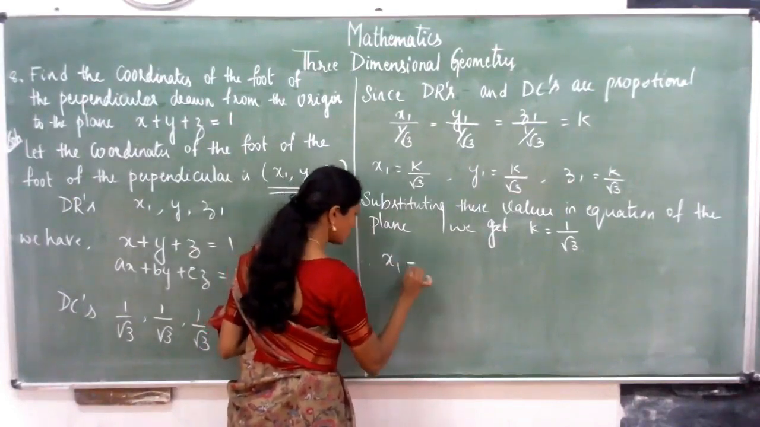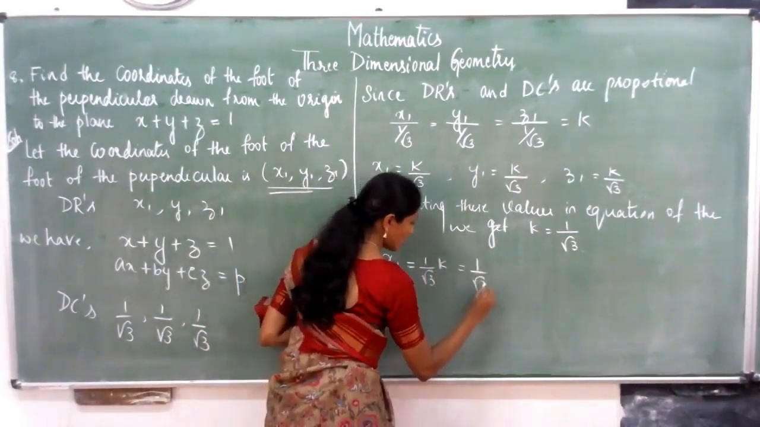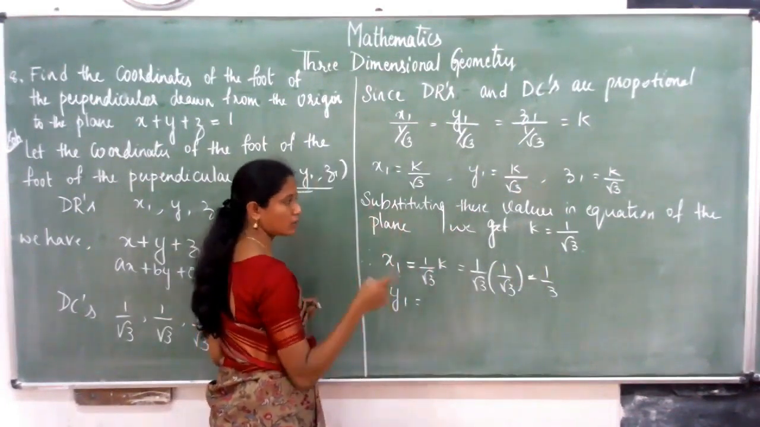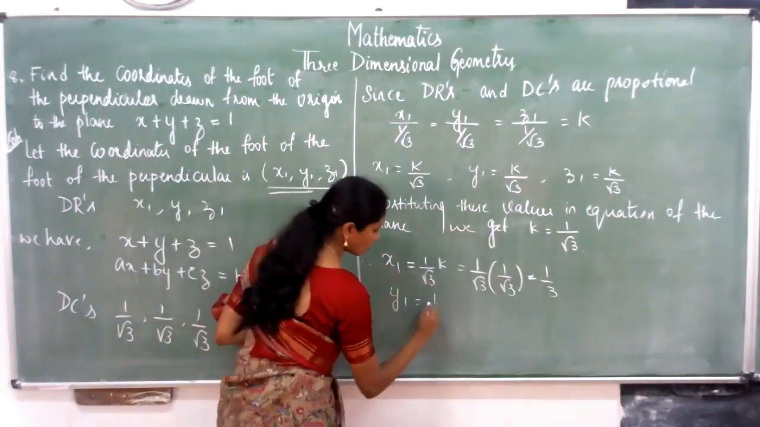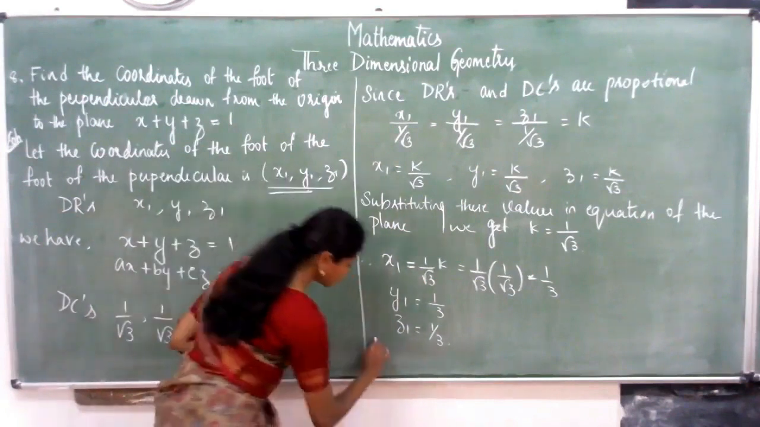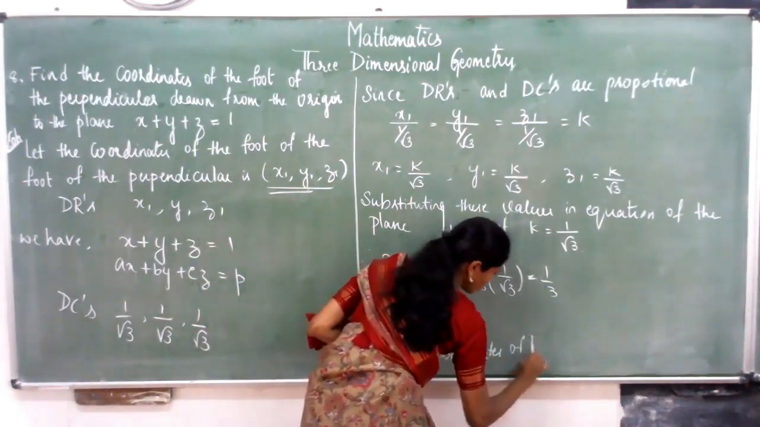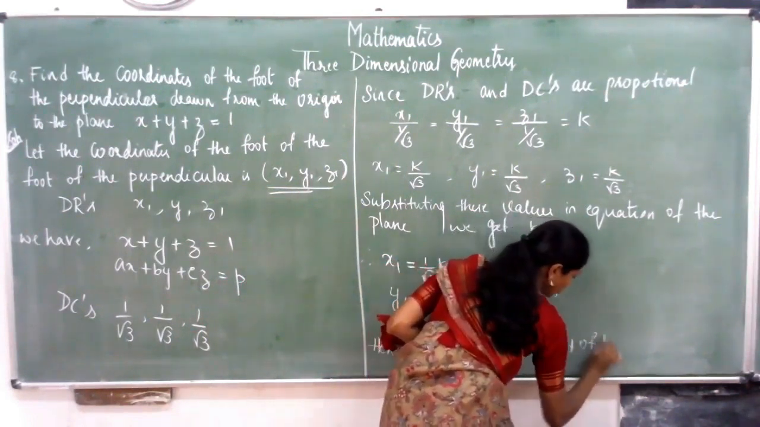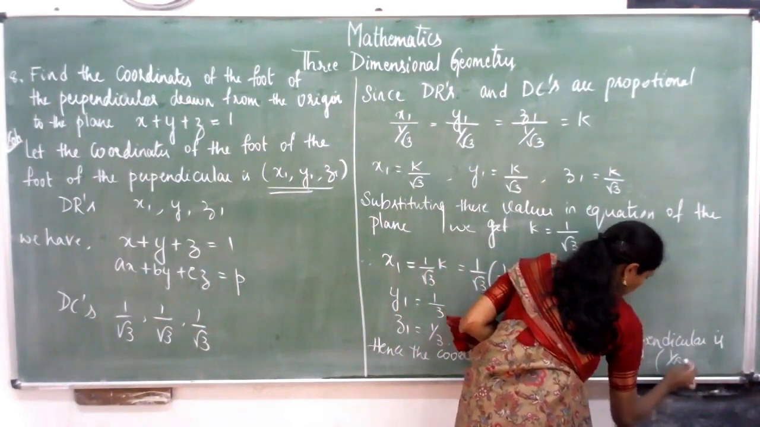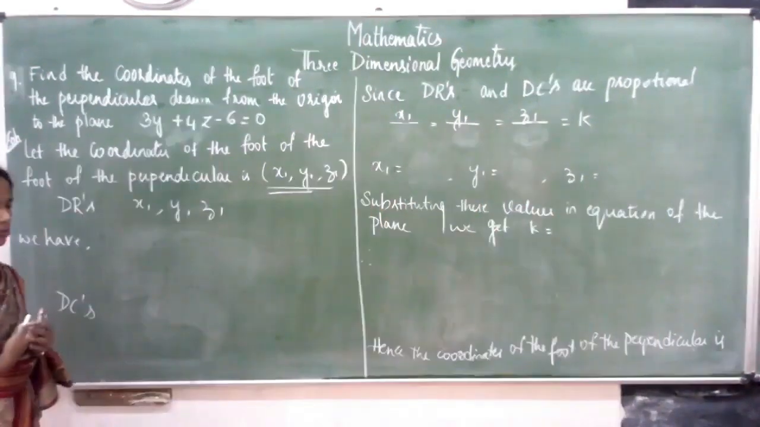So x1 will now be equal to, x1 is what? k by root 3, or 1 by root 3 into k, which is 1 by root 3 into 1 by root 3, therefore 1 by 3. Next, y1 is again 1 by root 3 into k, therefore again this will be equal to 1 by 3, and similarly z1 will be equal to 1 by 3. Hence, the coordinates of the foot of the perpendicular are 1/3, 1/3, 1/3.